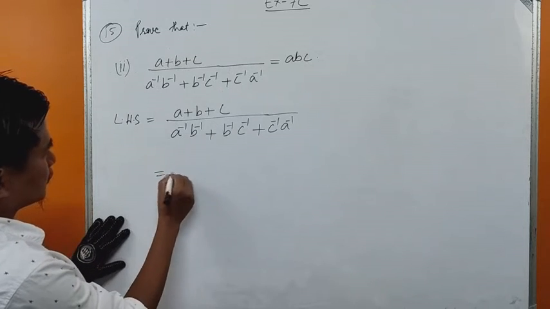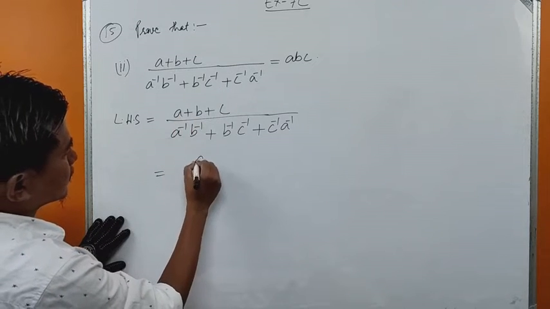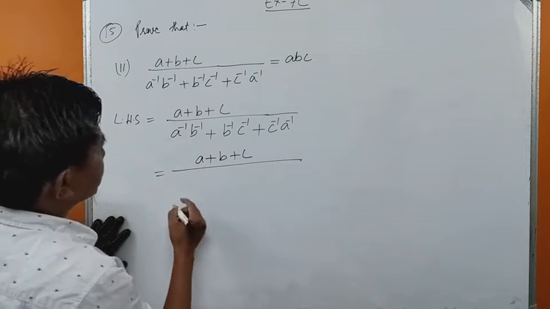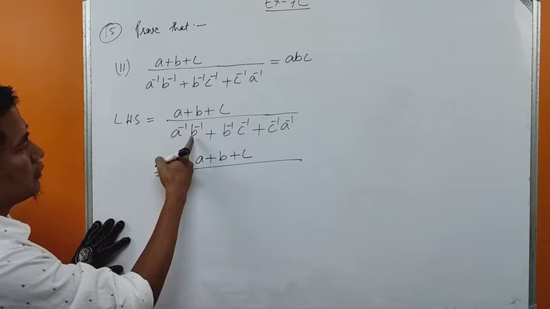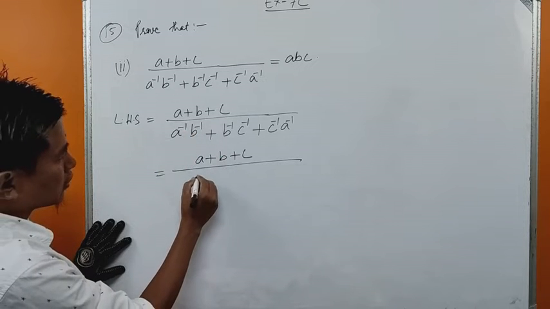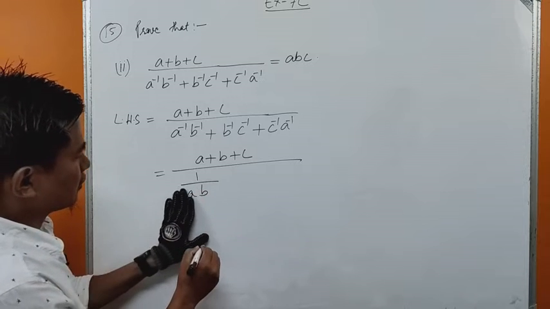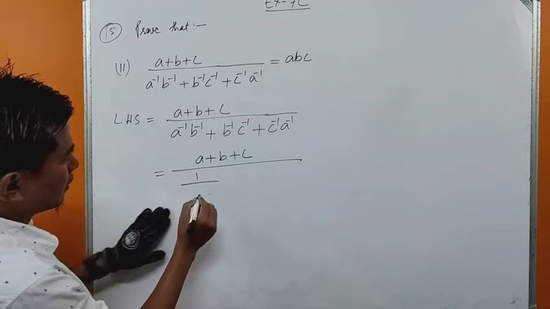So what we do is we copy the numerator as it is, a plus b plus c, and in the denominator a to the power minus 1, b to the power minus 1. We take both the numbers to the denominator, 1 upon ab, isn't it? 1 upon ab.